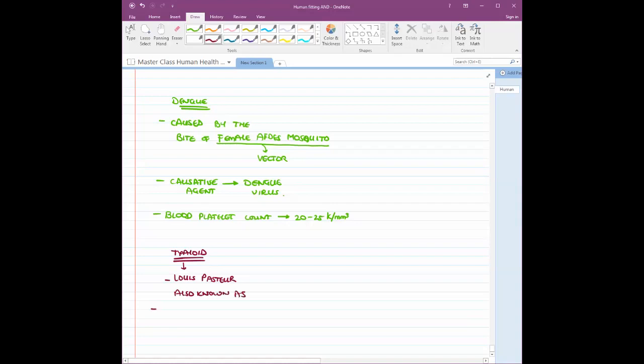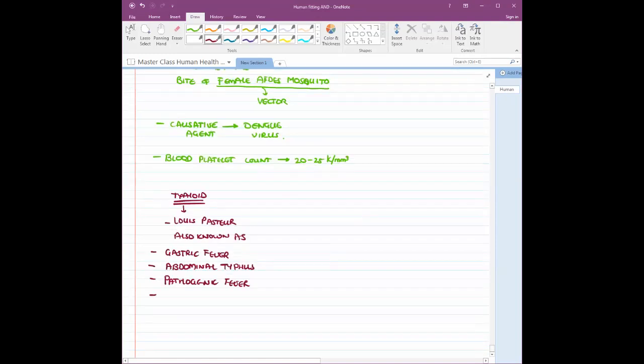So guys, this is also known as gastric fever, or abdominal typhus. Then we also call this pathogenic fever. Then slow fever. Also infantile intermittent fever.